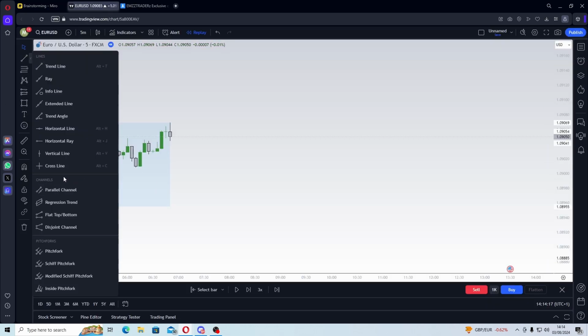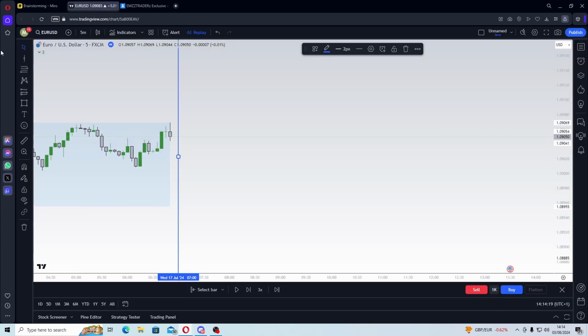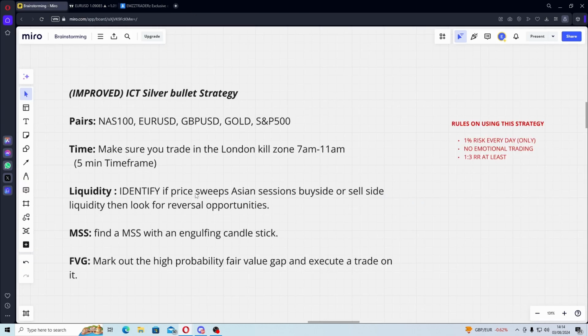All we need to do is mark out with the vertical line my 7 o'clock and my 11 o'clock, okay? This is all we need to do for now. So once we mark this out, all we need to do is identify if price sweeps Asia session's buy side or sell side liquidity. Then we look for the reversal opportunities.